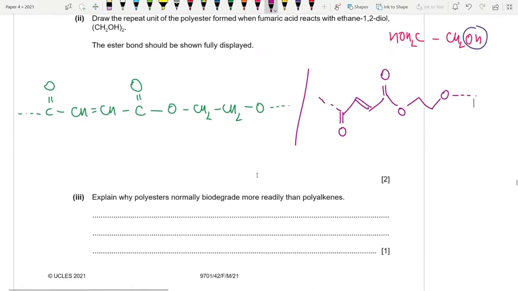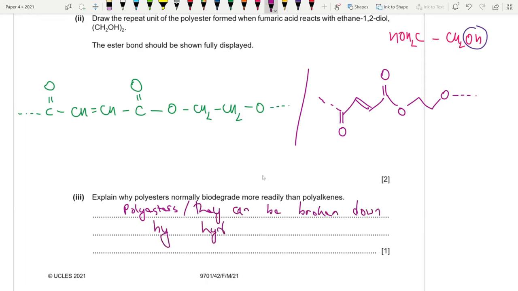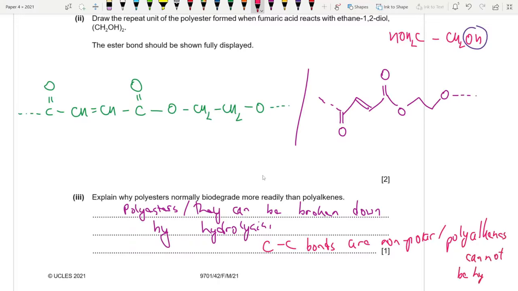Okay, moving on. Explain why polyesters normally biodegrade more readily than polyalkenes. It's pretty simple. You guys know that polyesters can be hydrolyzed, right? Or you can say that they can be broken down by hydrolysis, or you could say that the C-C bonds in polyalkenes are non-polar. Remember that polyalkenes cannot be hydrolyzed. Okay, that's all.